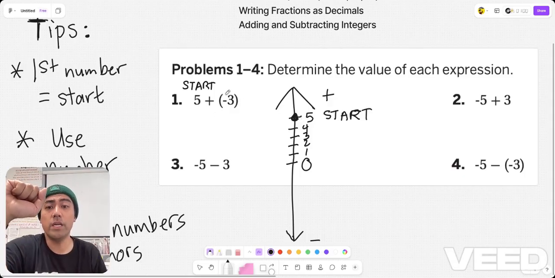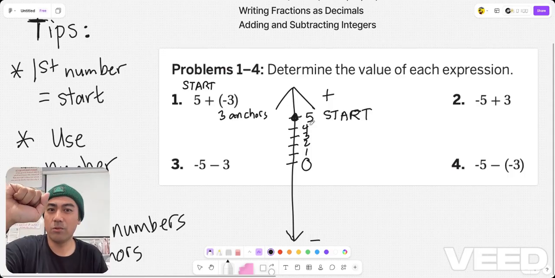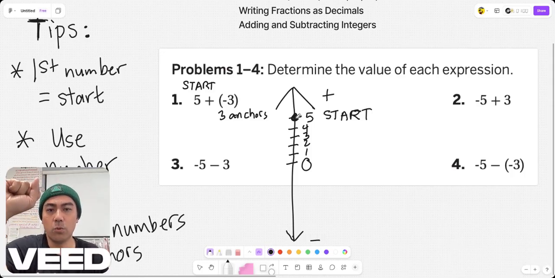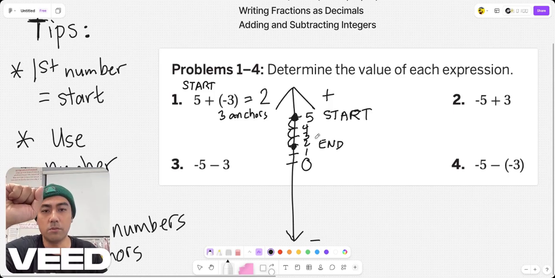Since this is 3 anchors, are we going up or down? We're going down. How much are we going down? We're going to go 3 down. So 1, 2 down, 3 down. Where am I at? I've stopped at 2. I've ended at 2. So our final answer is +2.